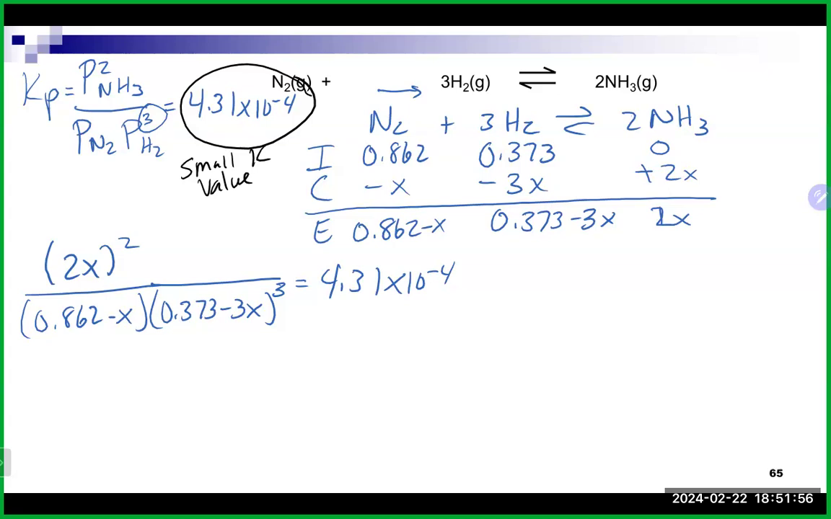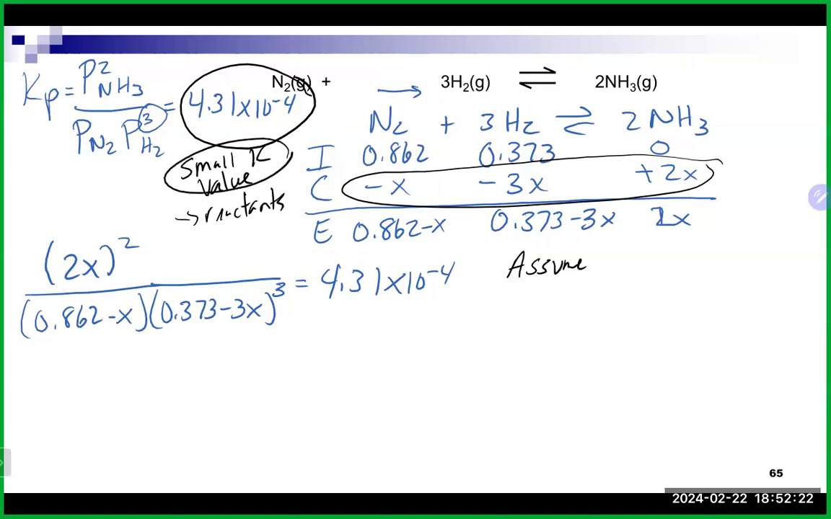So products over reactants, larger number on the bottom, gives us a smaller K value. So we mainly should have reactants when we reach equilibrium, which means in terms of the change here, it's not going to be all that much, right? Because we're going to kind of hang out on the reactant side. Not much is going to go to the product side because the K value is really small. So we can make an assumption, and we could assume in this case, because the K value is small, that x is equal to 0.